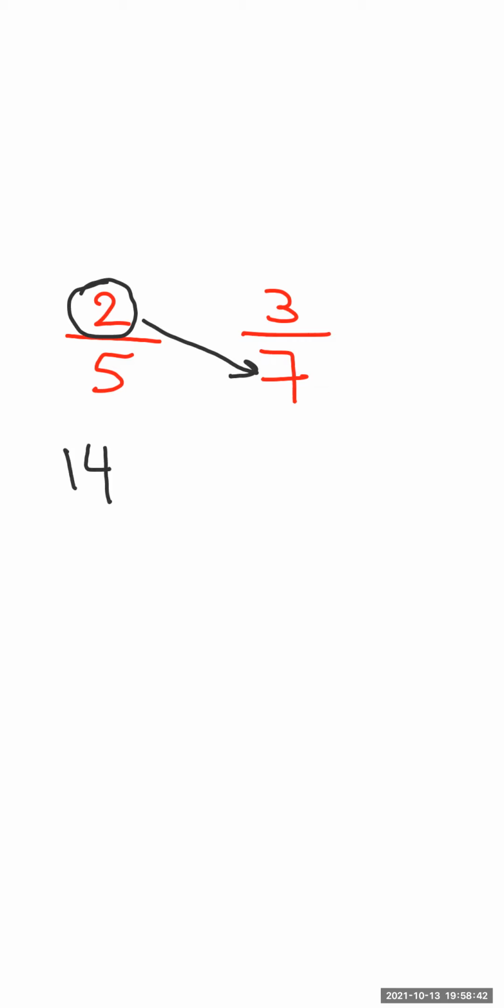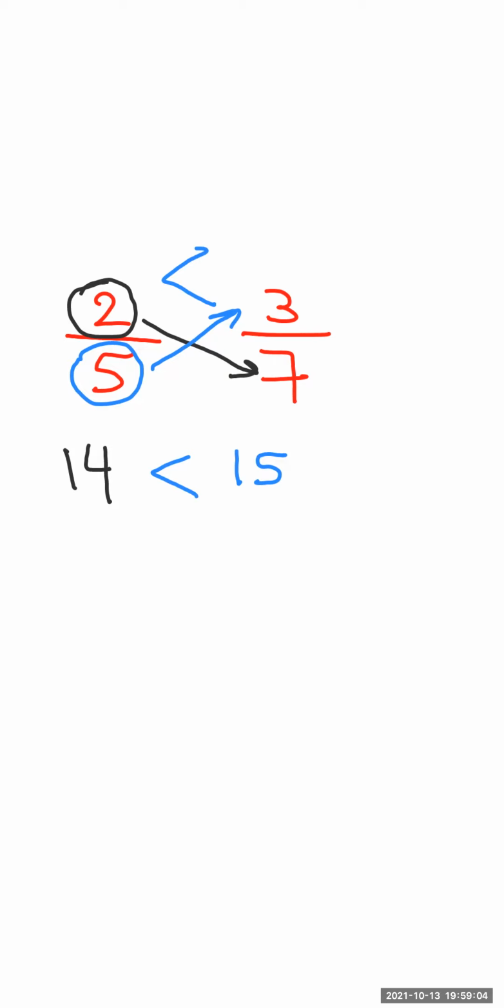Then the next number, 5 times 3, so it's 15. So now 15 is greater than 14, so 3 over 7 is greater than 2 over 5. Now it becomes clear or not yet? Clear.